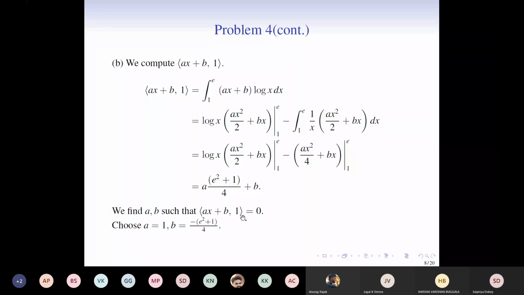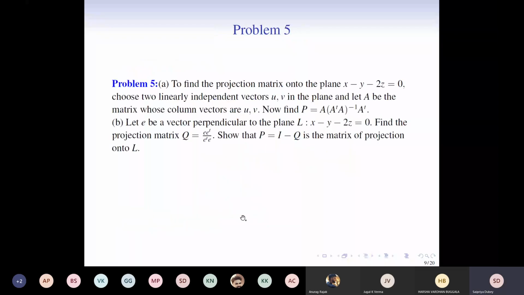Next, we move on to problem 5. So here we have to find the projection matrix onto the plane x minus y minus 2z is equal to 0. So it says the algorithm to find this. Yeah. So what do we have to do? We have to choose two linearly independent vectors, u and v, in the plane, and let A be the matrix whose column vectors are u, v. And then we have to find P. This will give us the desired projection matrix onto the plane.